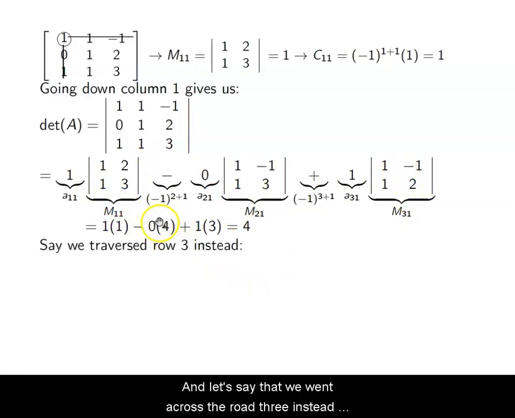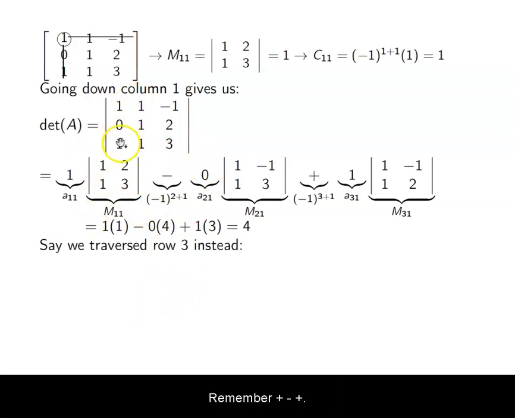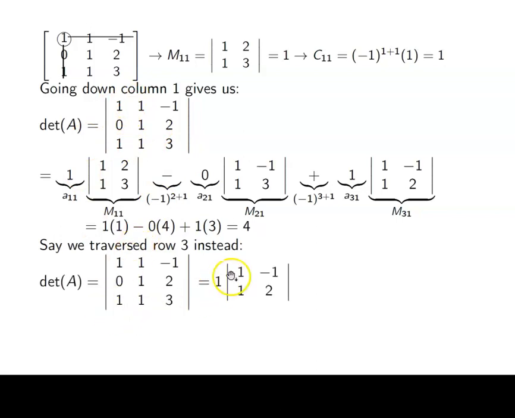So again, let's say that we went across row 3 instead, 1, 1, 3, just for posterity to show that it would be the same thing. So remember, plus, minus, plus. Okay. So I have 1, so that's from here. So I delete this row, this column. This is that submatrix left over. Okay. I'd have a negative 1.